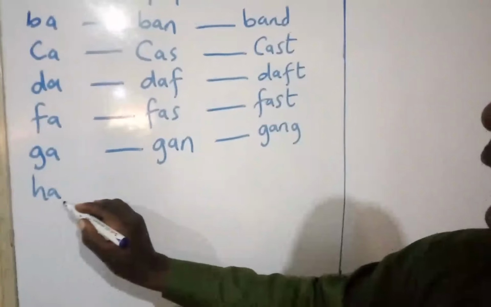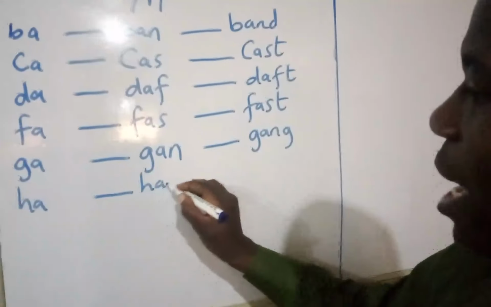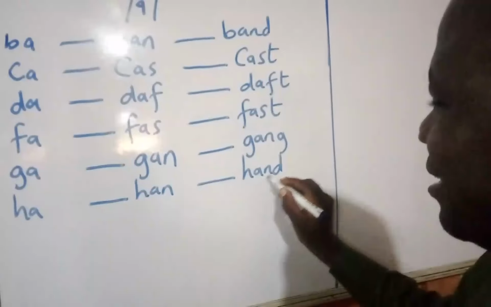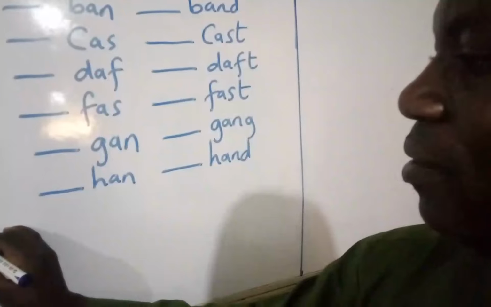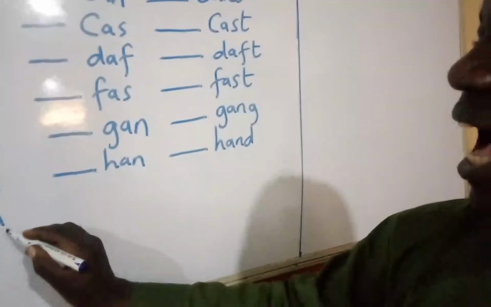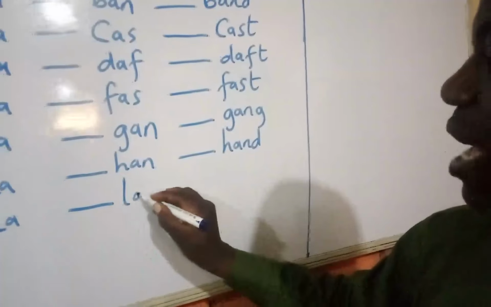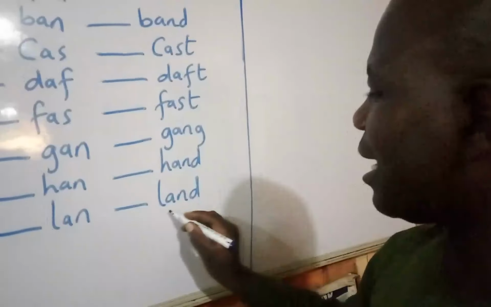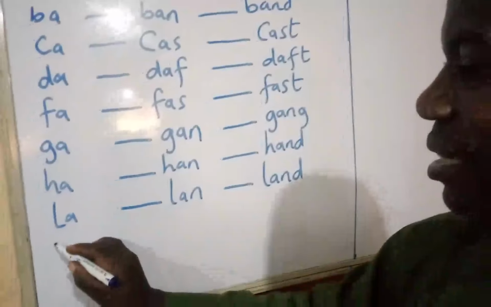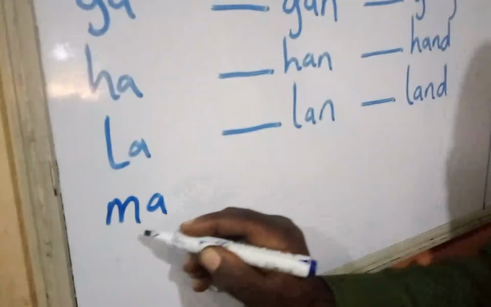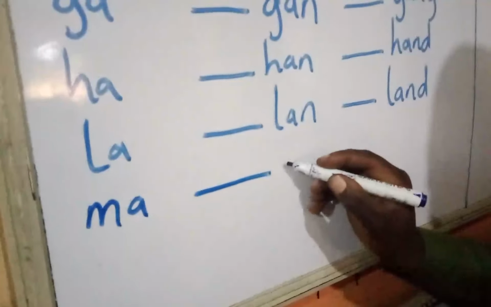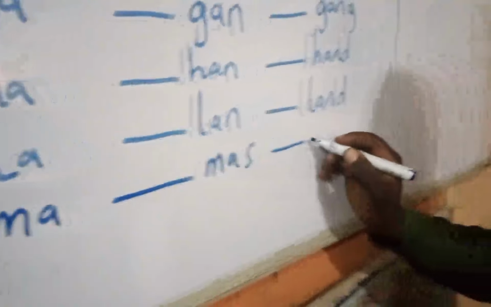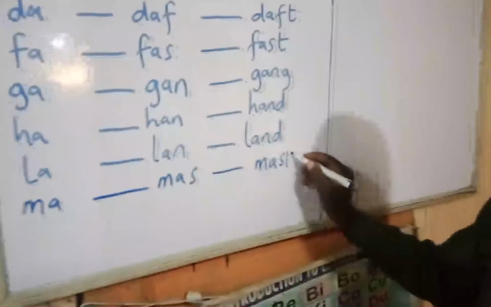2. A with sound of N. An. 4. And. 2. La with sound of N. Lan. 4. Land. Ma as in mass. 4. Mask.